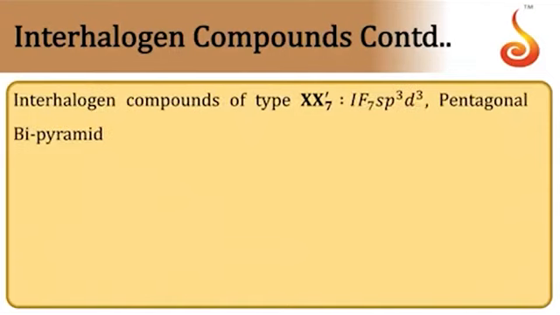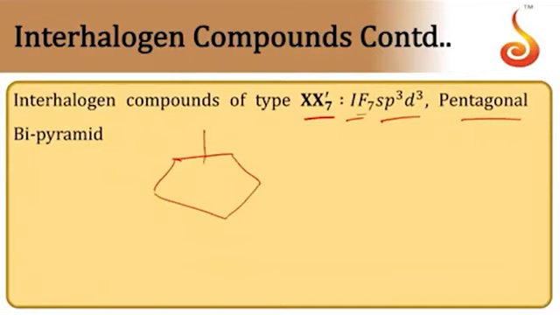Next structure is IF7. Let us take IF7. So all 7 bonds are there, no lone pairs on that. So with 7 bond pairs it will be sp3d3 hybridization. The structure is going to be octahedral, the pentagonal structure. So pentagon we have.